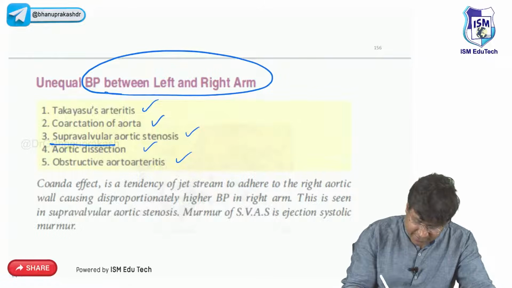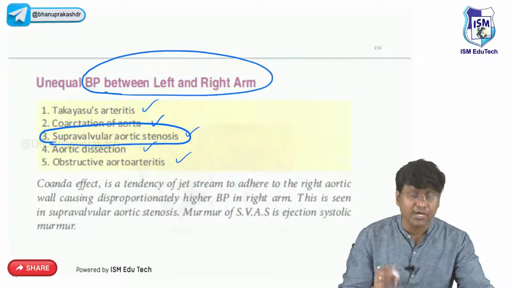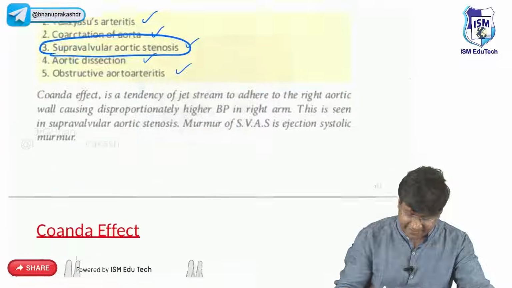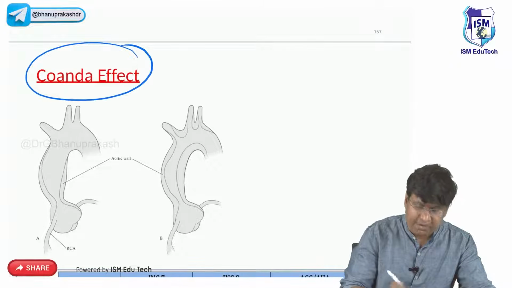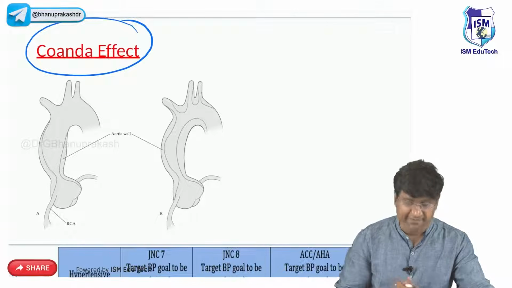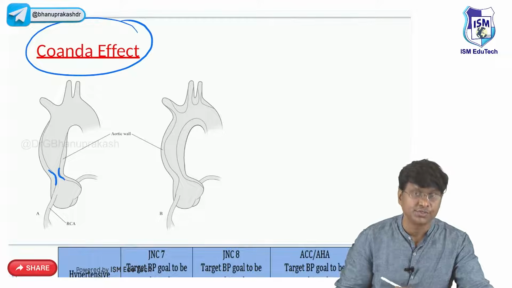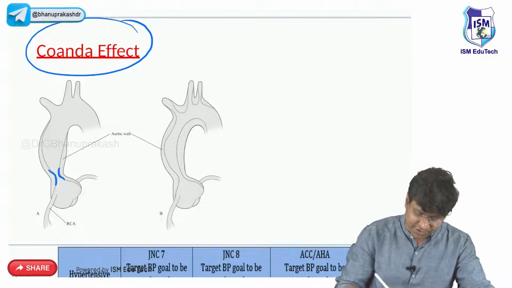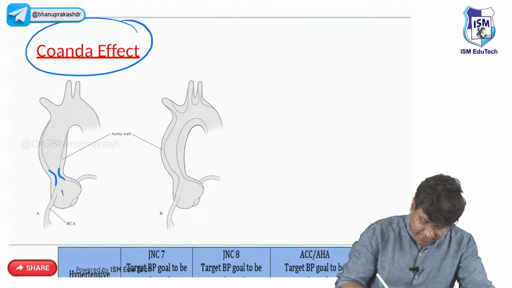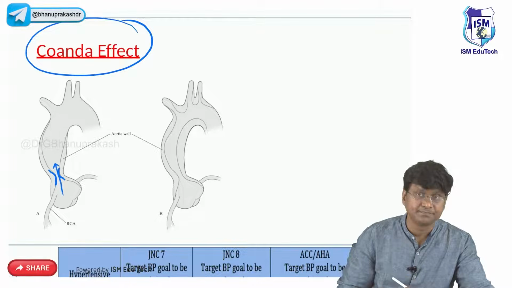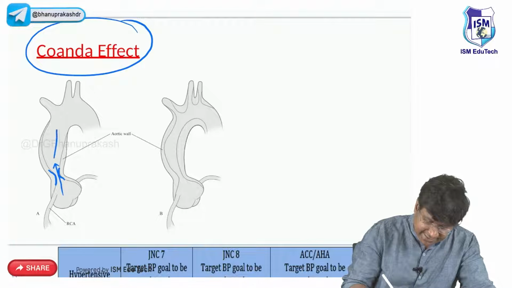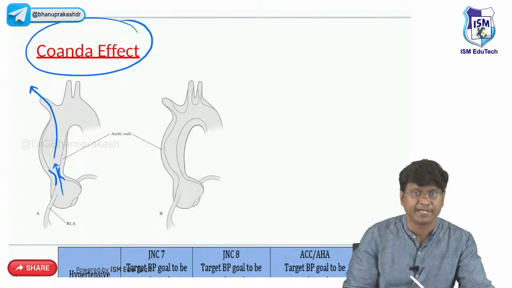Now in supravalvular aortic stenosis, you need to know about a very important effect that is called the Coanda effect. What is Coanda effect? See, this is your supravalvular aortic stenosis. Whenever there is supravalvular aortic stenosis, the pressure at this point, that is at the supravalvular stenotic area, will be very high, and this pressure is initially transmitted to the right brachiocephalic trunk.